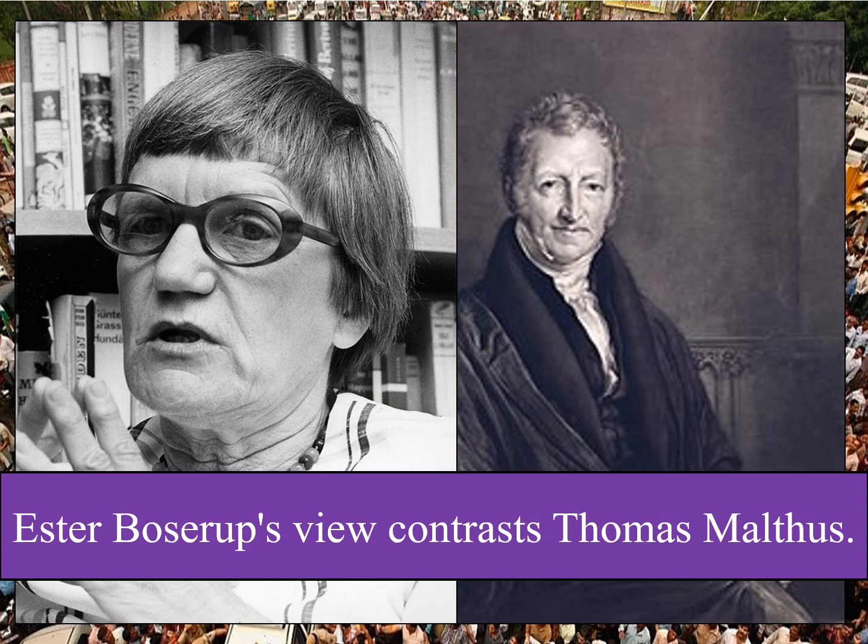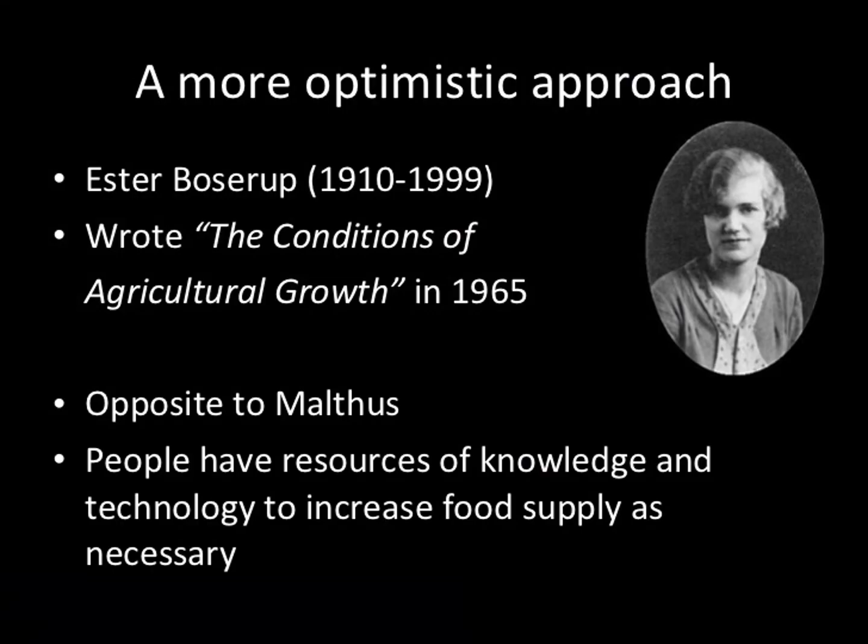On the flip side of Malthus's theory is something known as the Boserup hypothesis, created by Ester Boserup. The Boserup hypothesis is a much more optimistic approach, and she wrote it in The Conditions of Agricultural Growth in 1965. She claims that people have the resources of knowledge and technology to increase food supply as necessary, that as our population continues to grow from 7 to 11 billion, we're going to continue to invent new technology that makes it possible for us to grow enough food to support 11 billion.